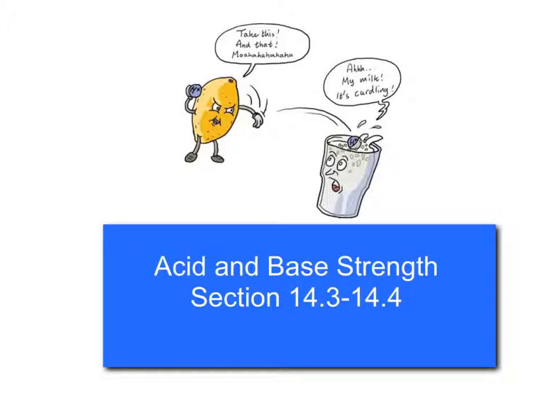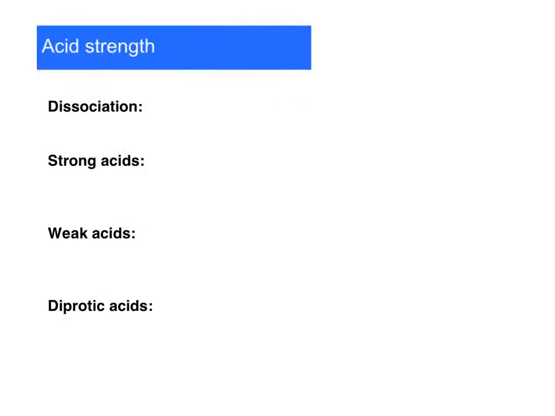Today we're going to talk a little bit about the strength of acids and bases. So far we've only actually talked about strong acids and bases, so today I'm going to tell you that they can have different strengths and what that means. So the first thing that we're going to talk about is just a refresher on what dissociation is.